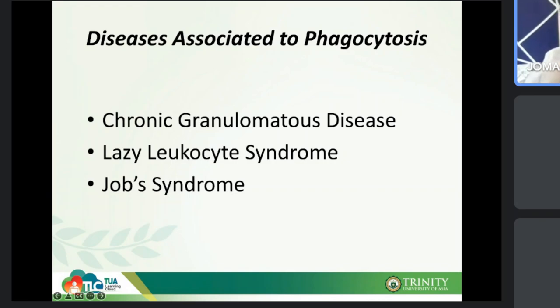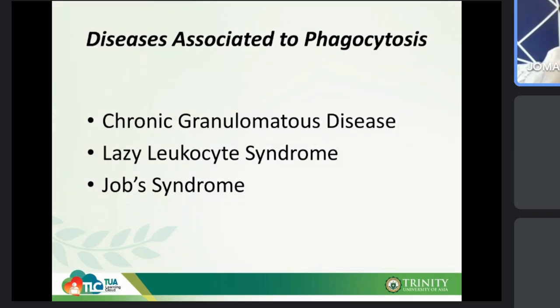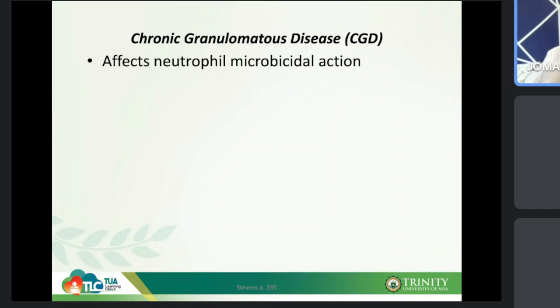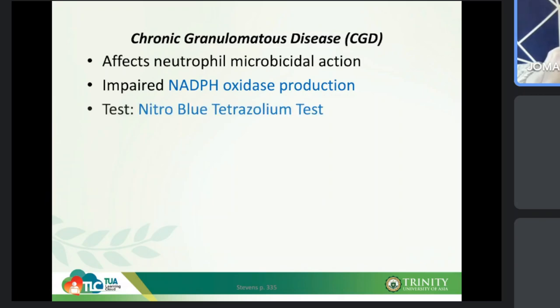Sabi nga natin, Boyden chamber assay ang pwede nating gamitin to identify lazy leukocyte and Job's syndrome. Eh sir, paano naman yung chronic granulomatous disease? In your chronic granulomatous disease, sabi nga natin, it affects the neutrophil microbicidal action. Kasi nga, impaired yung kanyang NADPH oxidase production. So, what test can we perform? We can perform your nitroblue tetrazolium test.